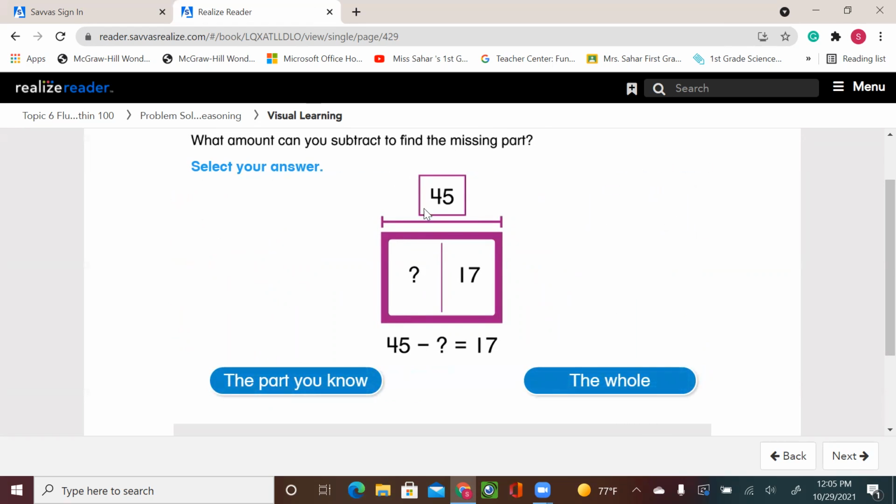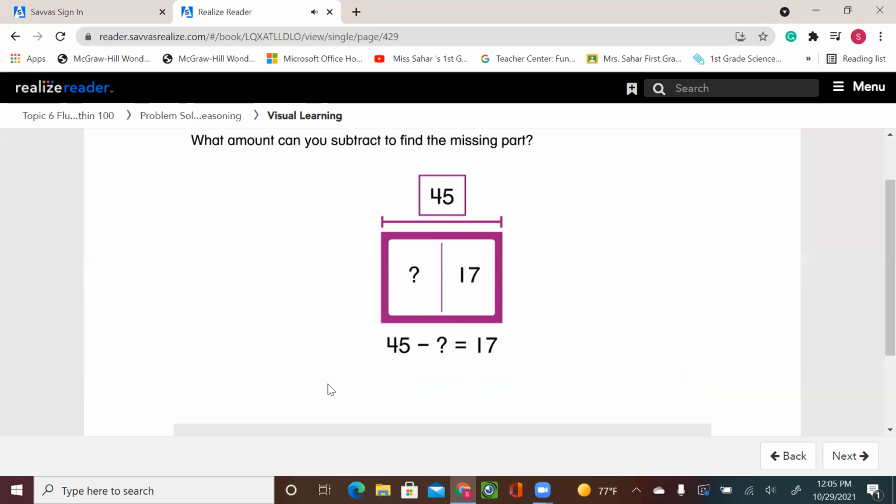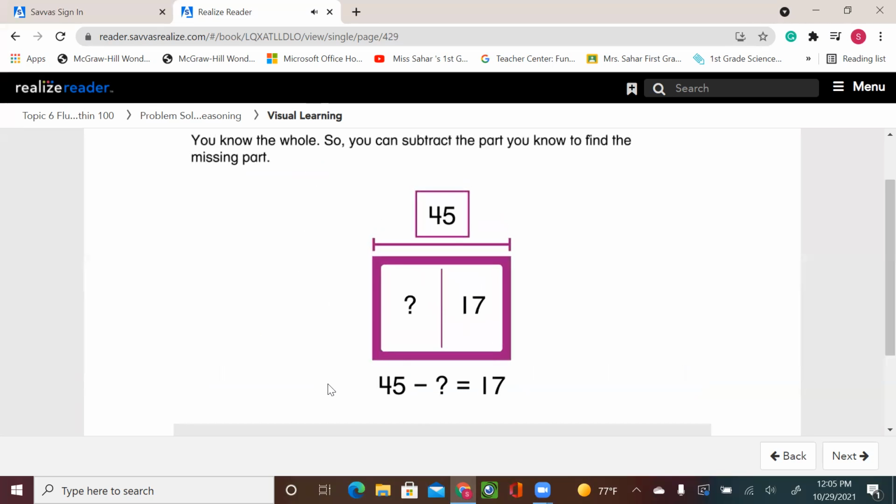All right, so we know that we have the whole number. We know that we have one part and we are missing the second part. So now, what amount can you subtract to find the missing part? So we need to select the answer. We subtract the part we know from the whole. You know the whole, so you can subtract the part you know to find the missing part.